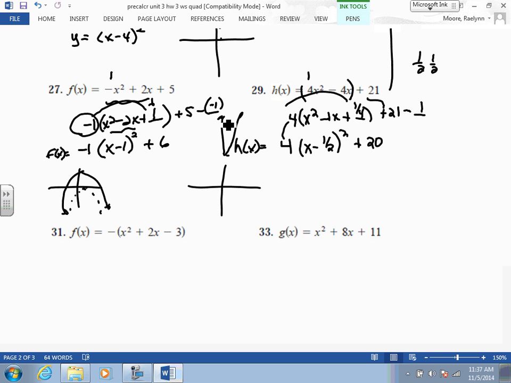31. 31's a little different. What should we do with 31? How did you guys solve this? Okay, you want to distribute your negative and just get everything out of the parentheses? That's a good way to start.